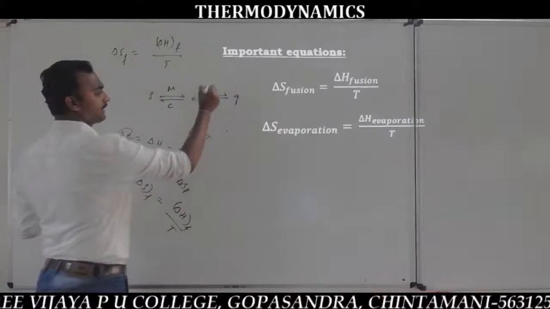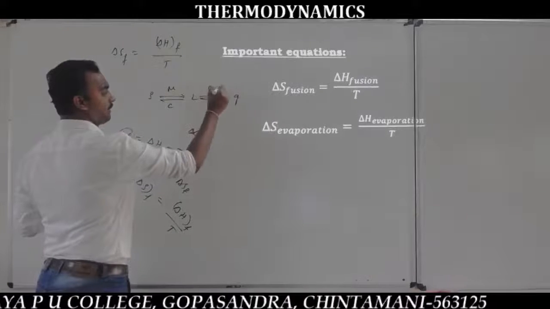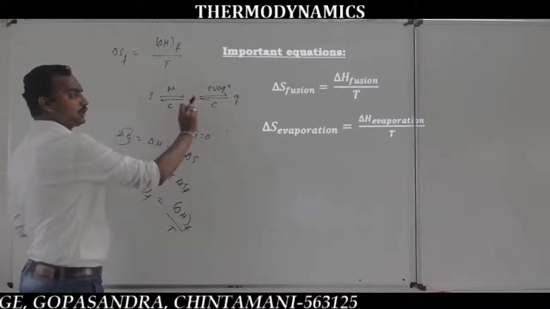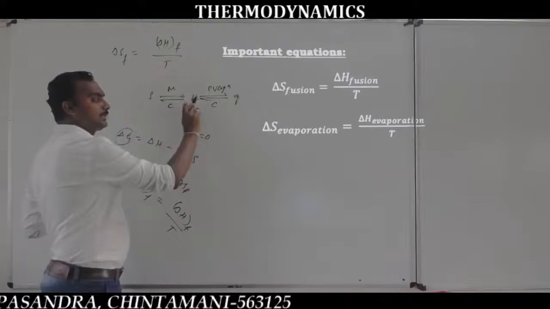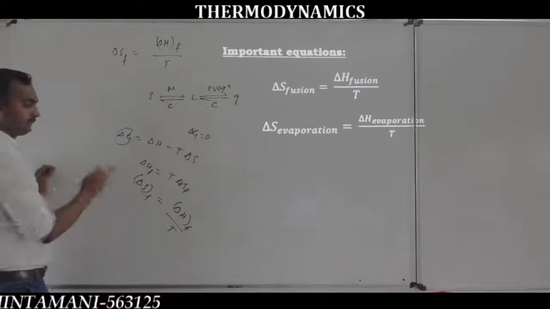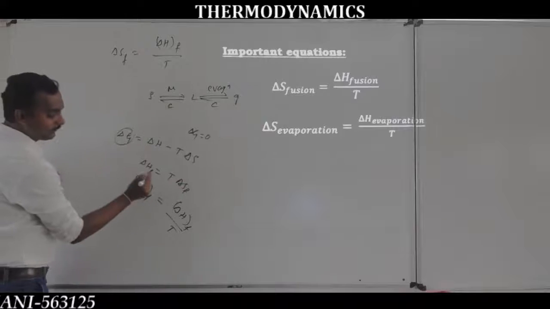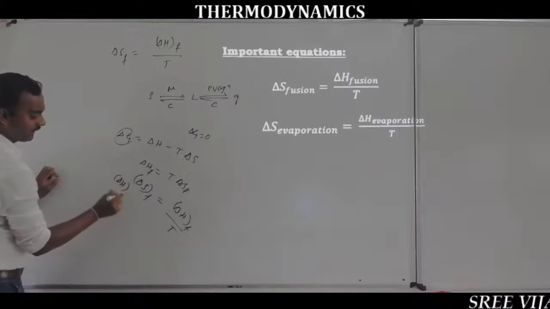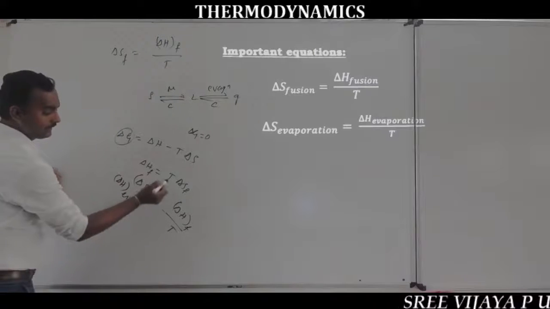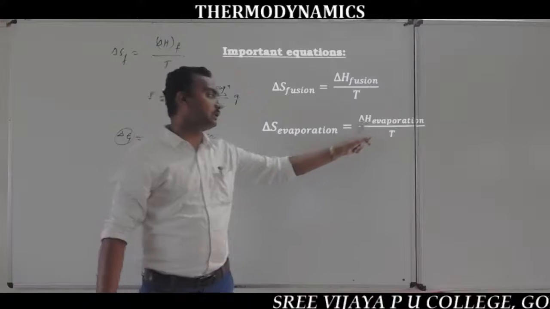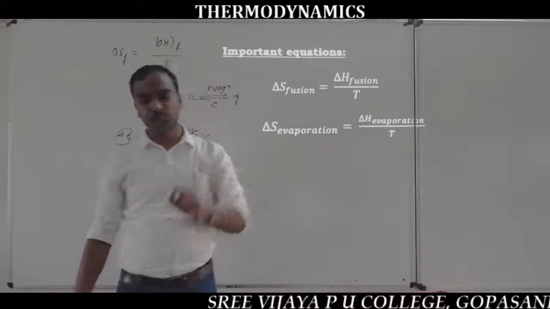Liquid going to gas is called evaporation. Gas coming to liquid is called condensation. So at a particular time the rate of evaporation is equal to the rate of condensation. Again there is an existence of equilibrium, so delta G is 0. So delta H evaporation is equal to T into delta S of evaporation. Then delta S evaporation is equal to delta H evaporation divided by T. This is a very important problem.